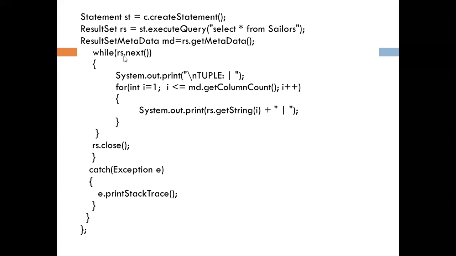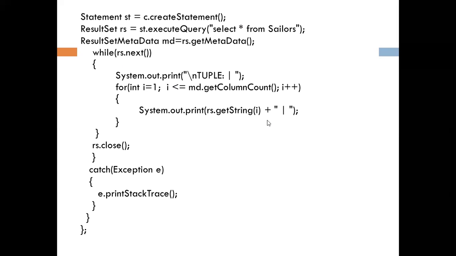Next we will be iterating over all the result set tuples using rs.next within a while loop. Then we will print the tuple followed by just a slash for our indication purpose. For int i equal to 1 till the column count. md.getColumnCount will return the number of columns in the result. md is the metadata. So increment the counter.